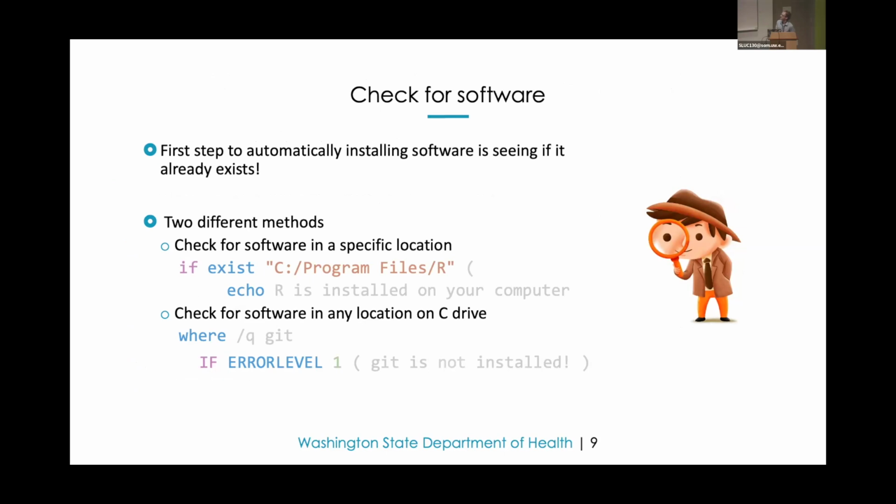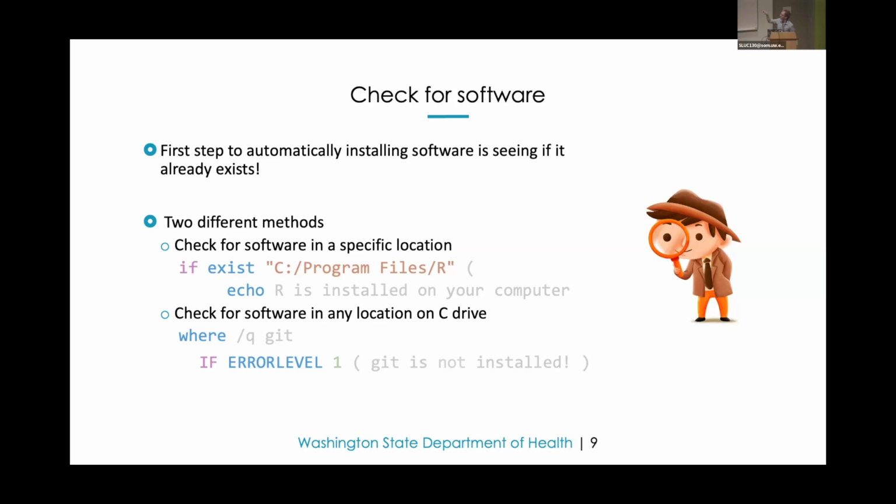There are multiple ways to do it. This is sort of the batch file commands we're using. We're checking to see if R is there. If it is, we'll share this message that says we found R. And then it's an if-else statement. I didn't show the else part, but the else is where we install R.